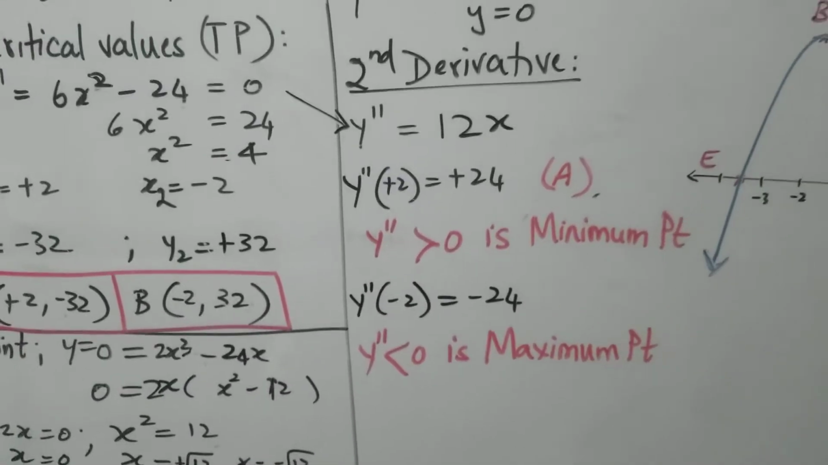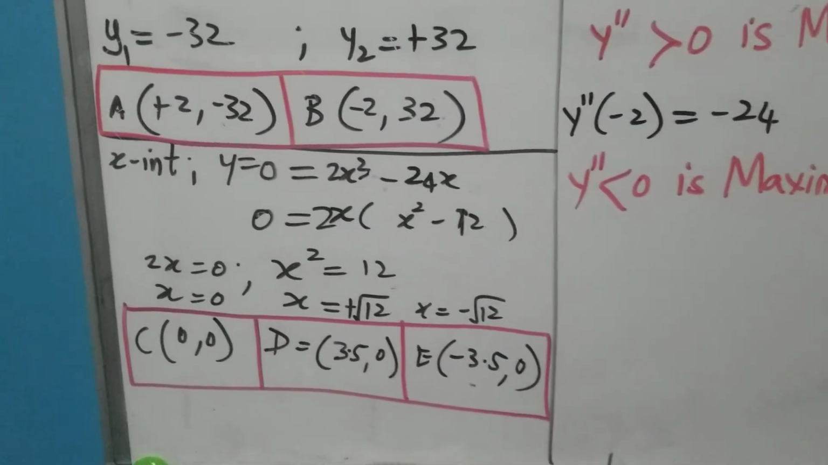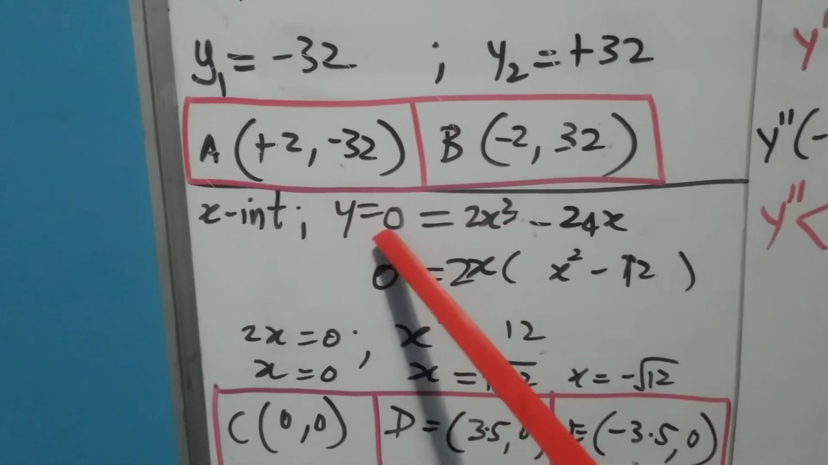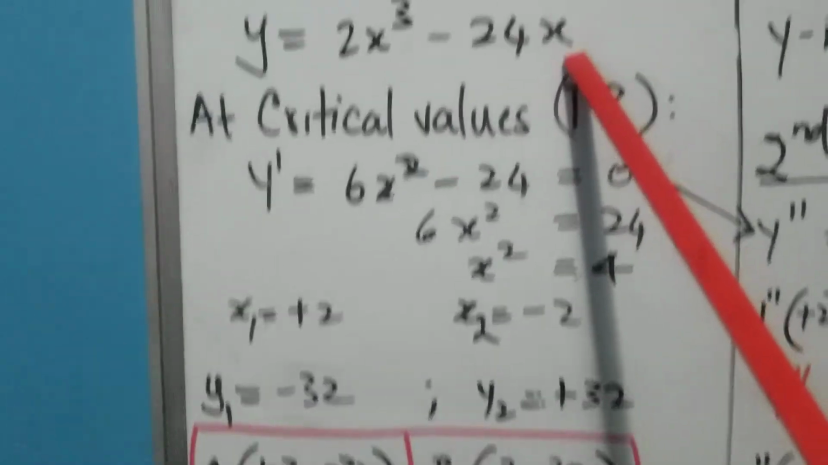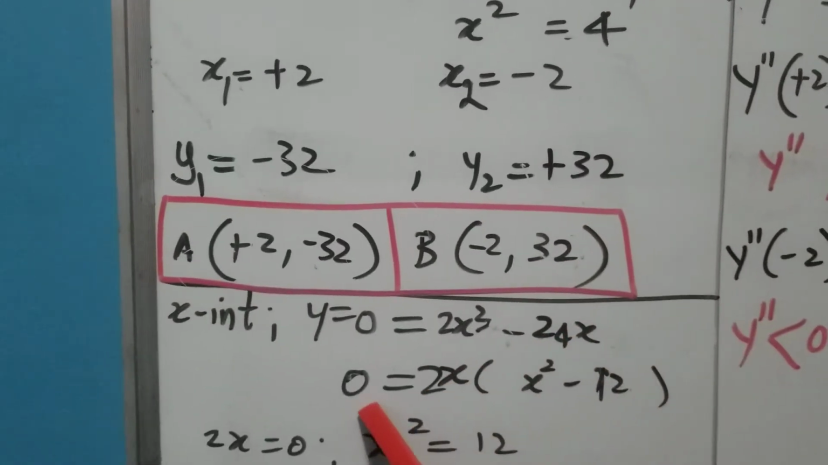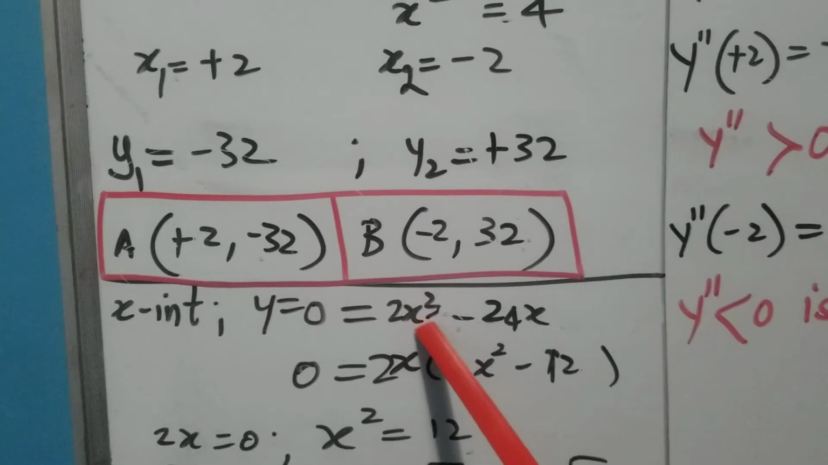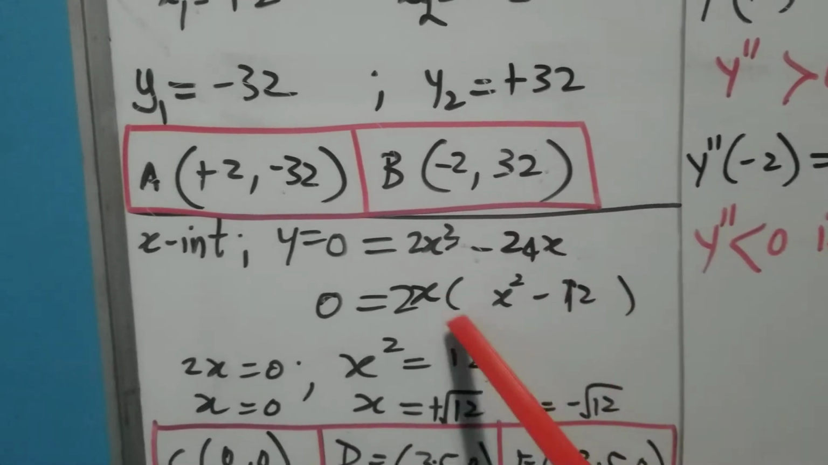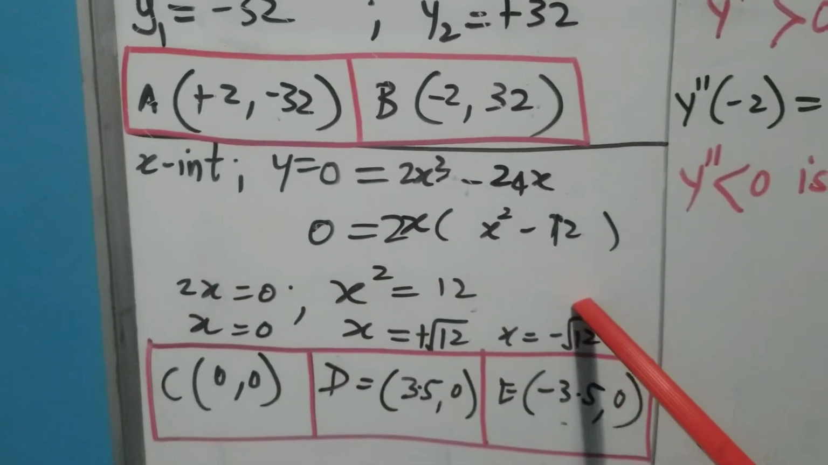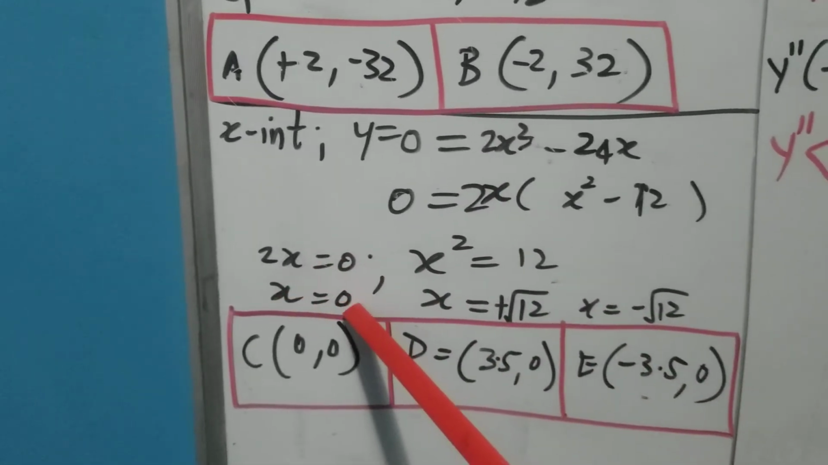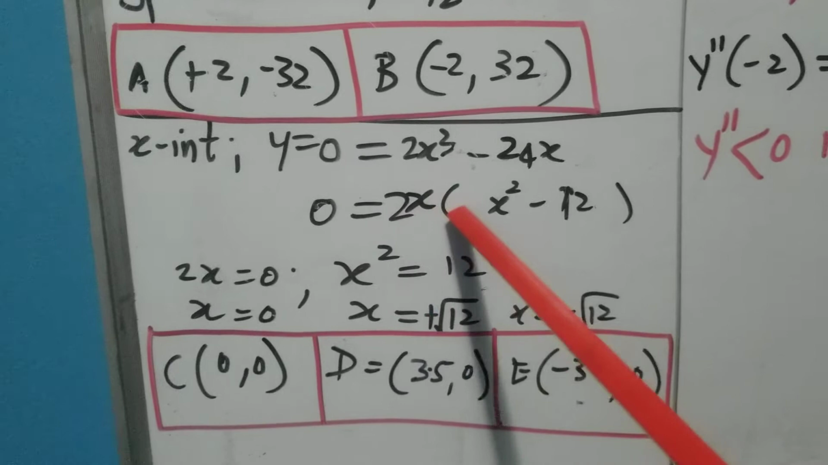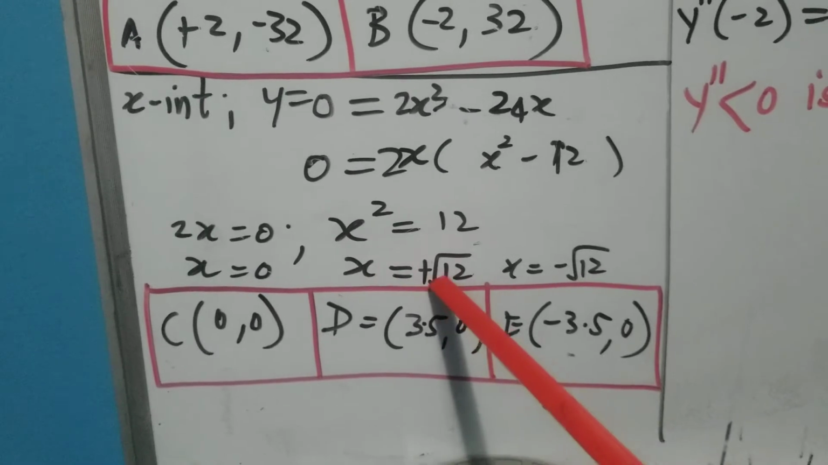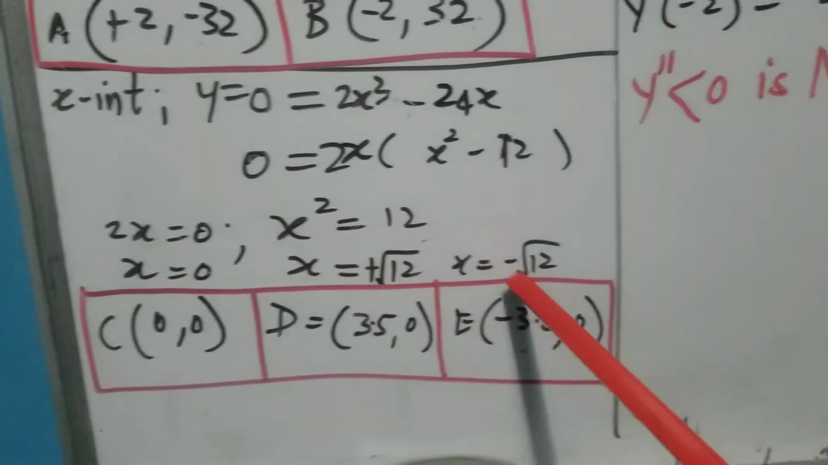Now, in order to sketch the curve, we have to complete all the essential points, that is the x-intercept and the y-intercept. For the x-intercept, we'll make y equals 0. So 2x cubed minus 24x equals 0. 2x is common outside, so we factorize this to get x squared minus 12. Applying the null factor rule, we know 2x equals 0, which gives us x equals 0, or x squared minus 12 equals 0, or x squared equals 12, or x equals positive square root of 12, or negative square root of 12.